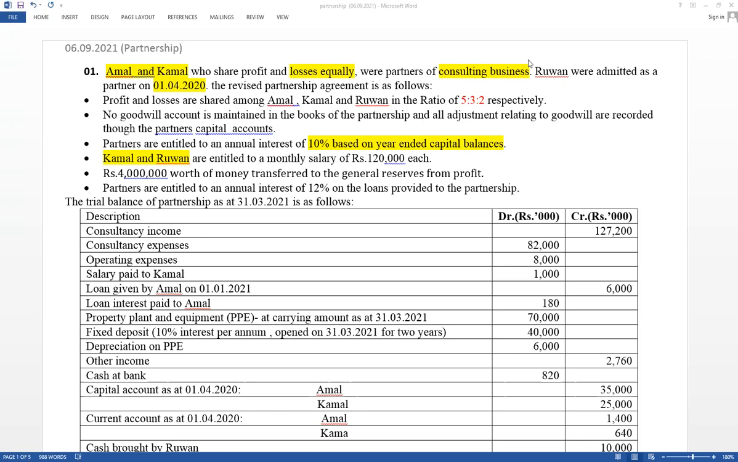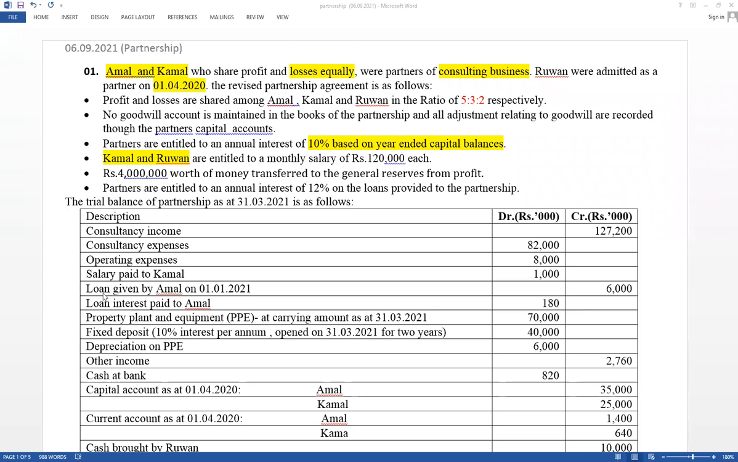And then it has given salary paid to Kamal. All the paid amounts for partners should be included on the debit side of the current accounts. Sometimes it has given salary paid, sometimes interest on capital paid, sometimes loan interest paid. All the paid amounts for partners should be included on the debit side of the partners' current accounts. Therefore, very important. Think trial balance.